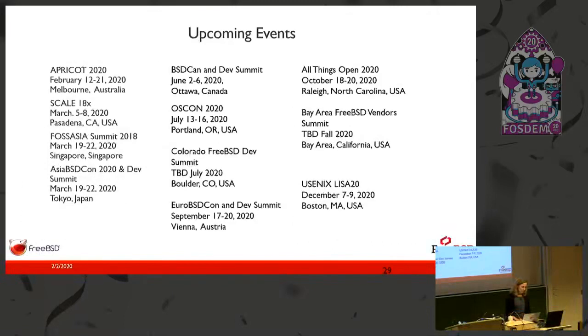So I actually included a list of the key conferences that we're going to be at or that are happening this year. As far as conferences we're going to be at, we have a really long list like that one earlier. But if you're interested in getting involved or finding out more about FreeBSD, we have 3 major BSD conferences that I have listed up here, as well as other conferences that we're at.